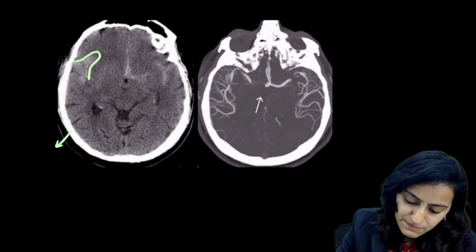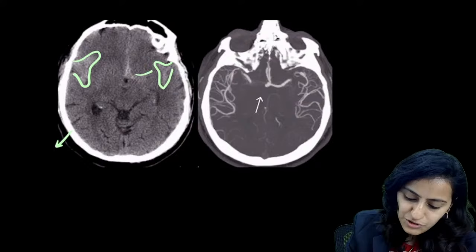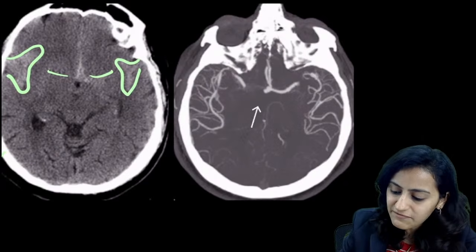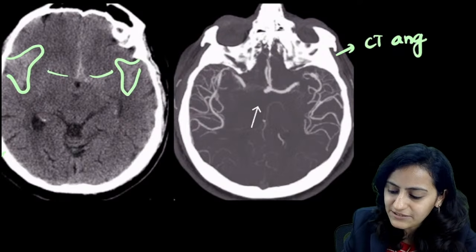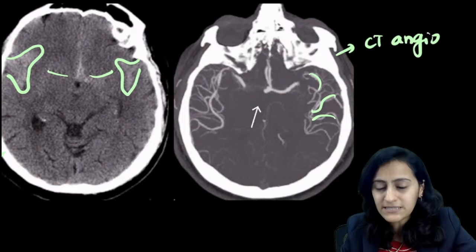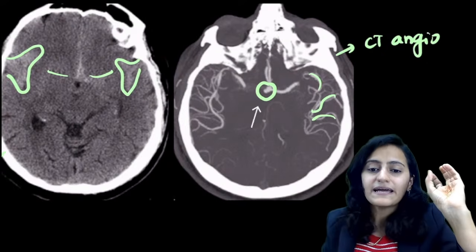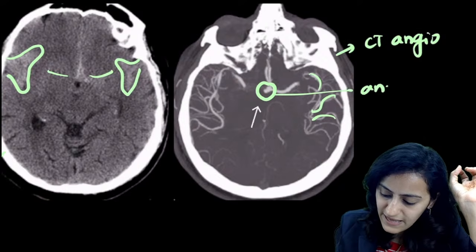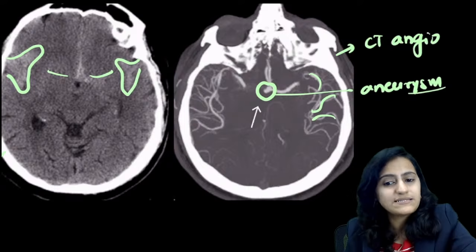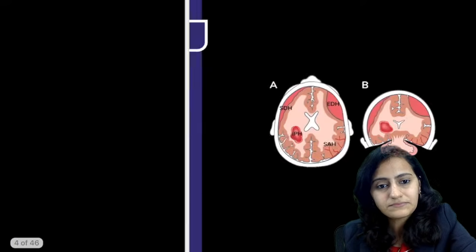If you have a look at this image very carefully, this is the CT scan with the white bone. And this is the hyperdense sylvian fissure, the area of sylvian fissure, that is showing blood. So again, this is subarachnoid hemorrhage. This investigation is CT angio, where we are seeing the white blood vessels. All these are the blood vessels, white. And this is the aneurysm that we are seeing here in CT angio. So, subarachnoid hemorrhage and the CT angio showing the aneurysm.